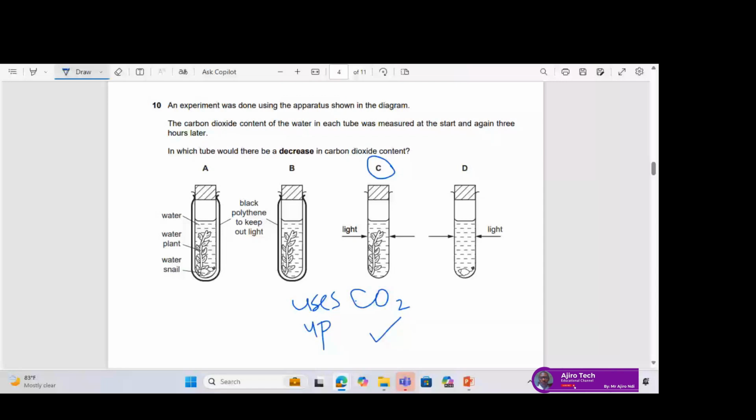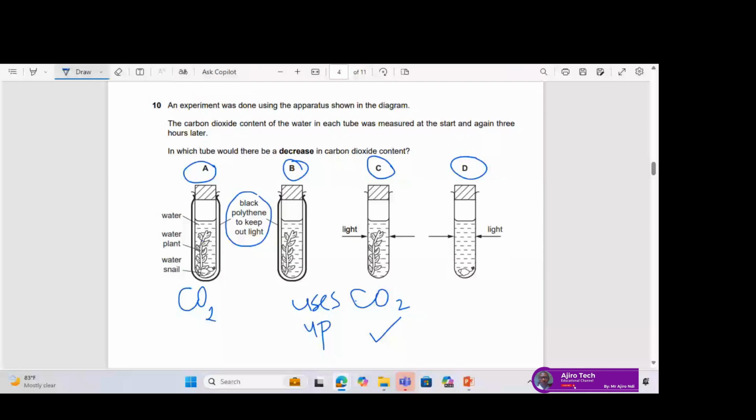Beautiful. Tell me why A is wrong, why B is wrong, and why D is wrong. A has a water plant and a snail, but is covered in black polythene, which prevents photosynthesis. So CO2 will increase because of respiration, both in the plant and for the snail.